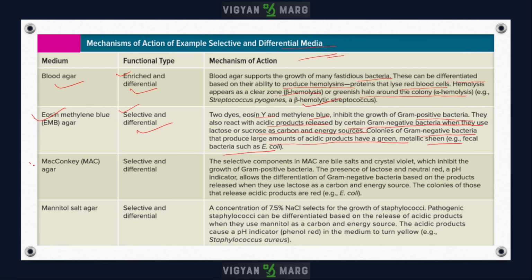And another is MacConkey agar, which is a selective and differential media. The selective components in MacConkey agar are bile salts and crystal violet, which inhibit the growth of gram-positive bacteria. The presence of lactose and neutral red, a pH indicator, allows the differentiation of gram-negative bacteria based on the products released when they use lactose as a carbon or energy source.